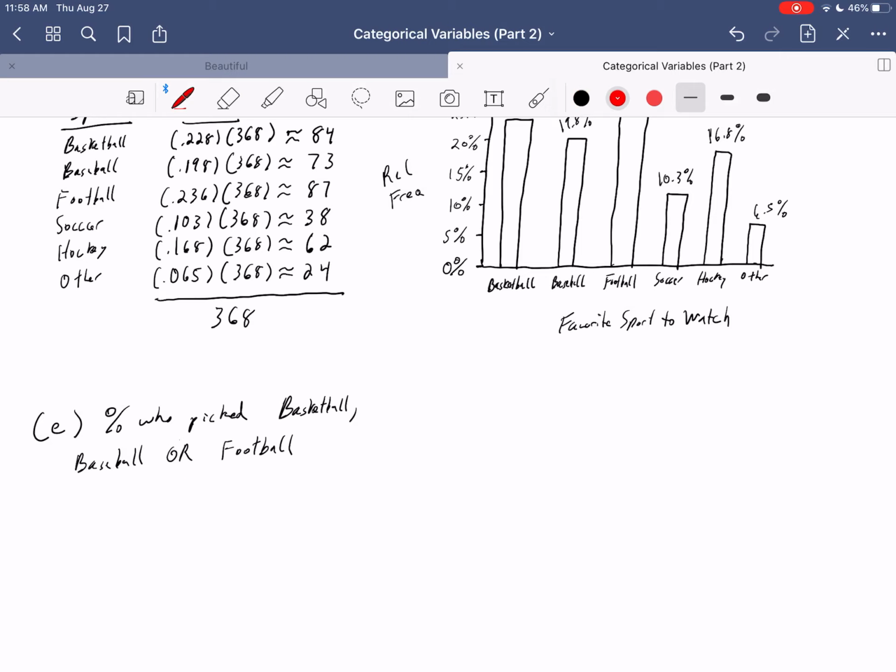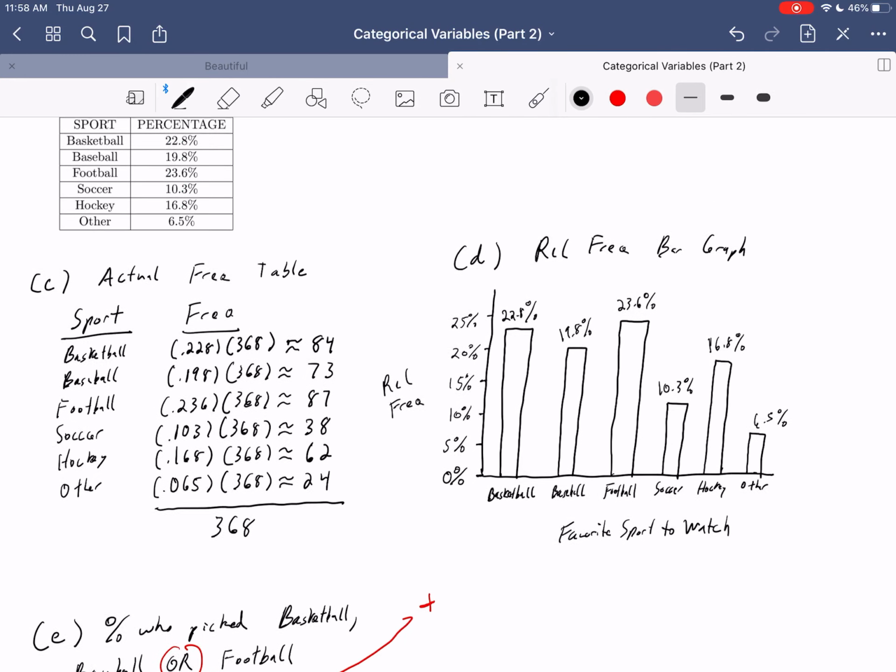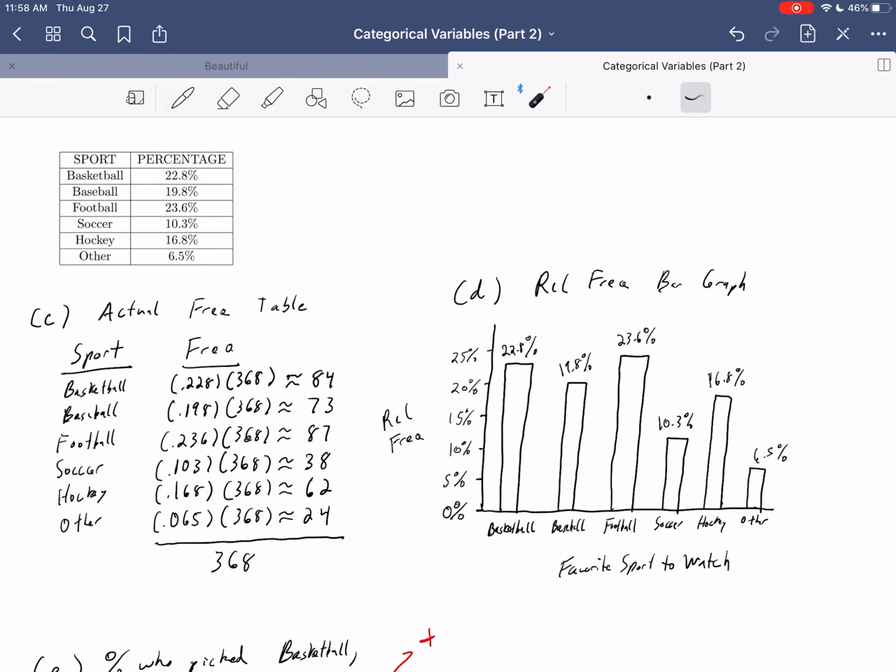So again, the tip-off here is when you see that "or". That usually indicates in mathematics an addition, because you're saying how many were in here, how many were in here, how many were in here, and we want to put all those together because we don't care which one they picked as long as they picked one of these three sports. So we have the percentages already. They were given to us back up here, that 22.8, 19.8, and 23.6.